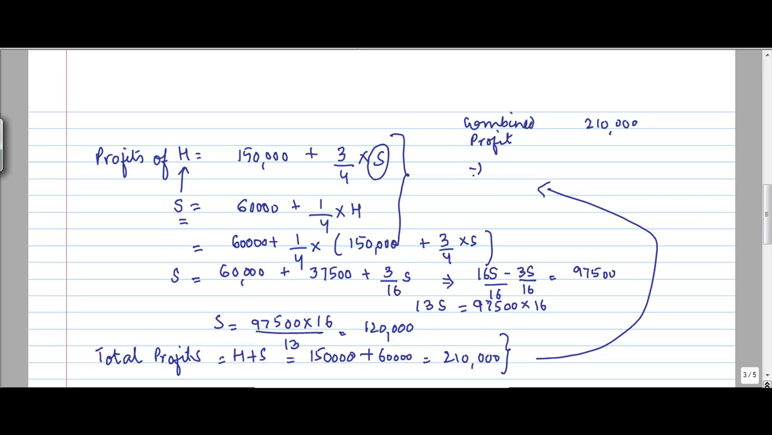Now, how much is the minority profit out of profits of S Limited? Please note that the minority profit will arise only in case of S Limited because H Limited is not a subsidiary. So you don't need to put in the minority profits there. Minority is 1/3 of this or 25%. So 25% of 1,20,000 is 30,000. So the combined profit which has to come in the balance sheet is 1,80,000.